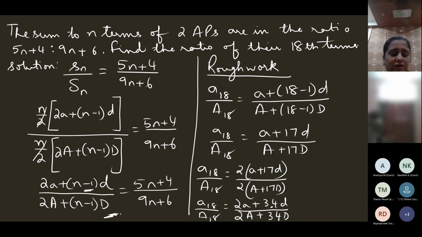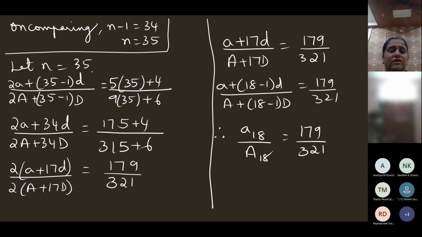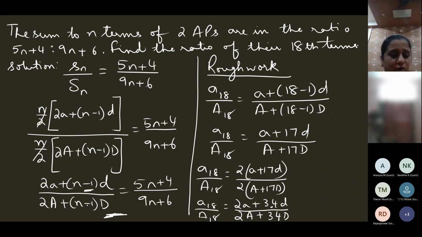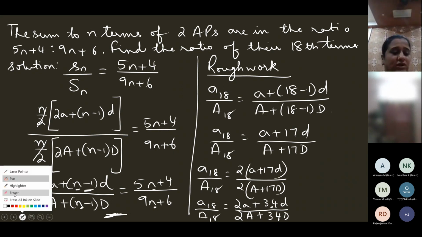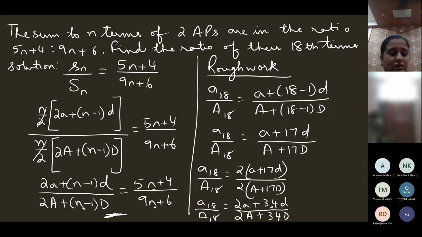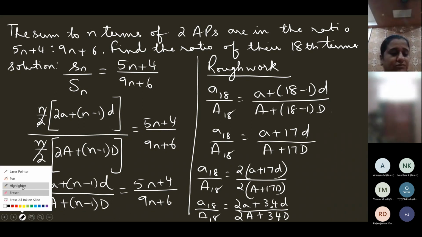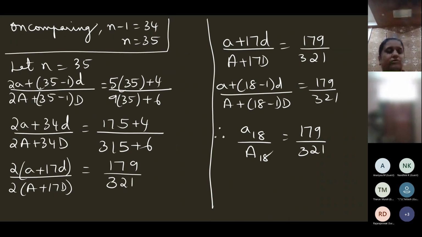Okay, so now we'll continue with this. We were here, right? Let n be equal to 35. I said we have to identify the value of n. Now, wherever there is n, see where all do you have n? We have n here, here, here, and here. Wherever we have n, we'll have to replace it with 35.